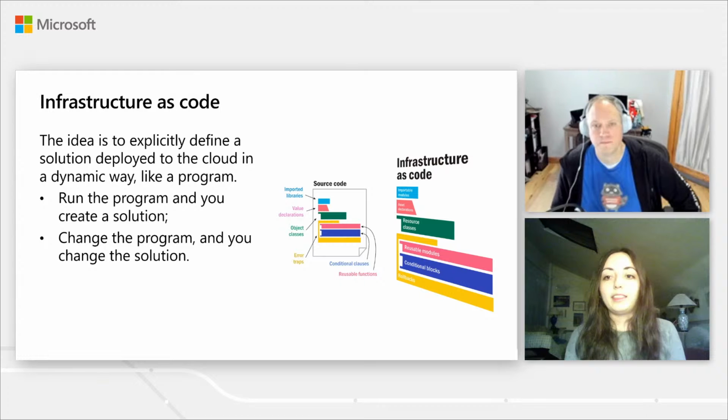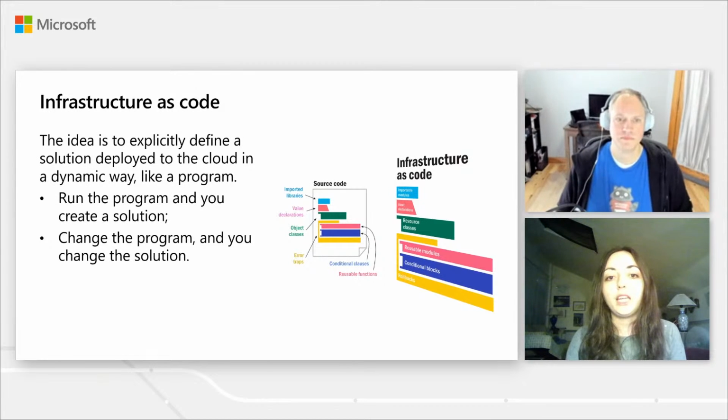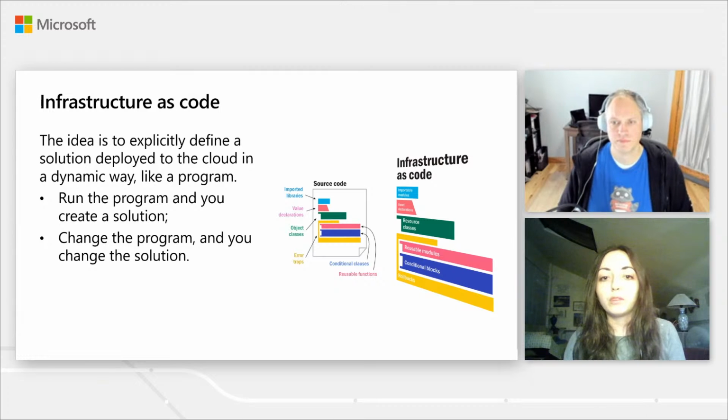Yes, so the next step of our journey to cloud automation is infrastructure as code. Infrastructure as code provides a mechanism for defining what a solution looks like, and it defines a solution in a dynamic way, like a program. Infrastructure as code contains many of the elements of a program without necessarily relying on a programming language. For example, in infrastructure as code, we can import modules or use functions, classes, conditional blocks, error trapping and recovery, and we can have support for testing and debugging.